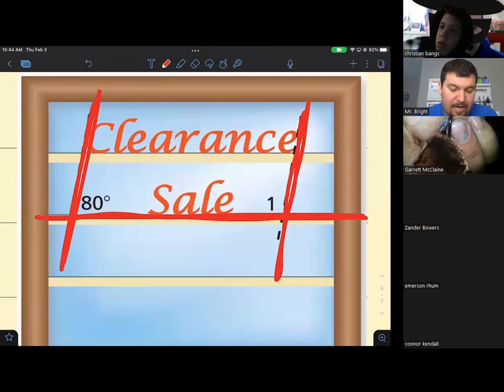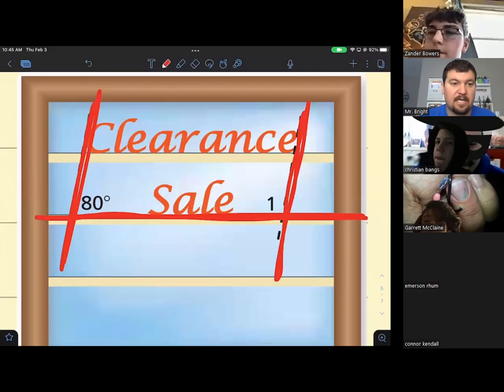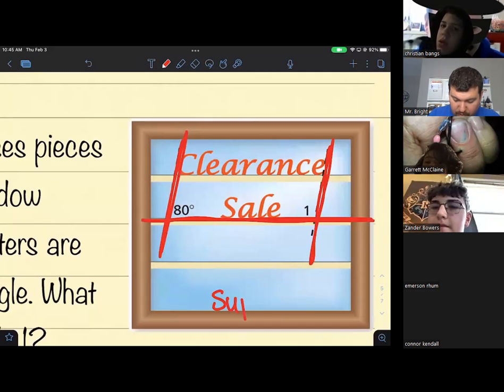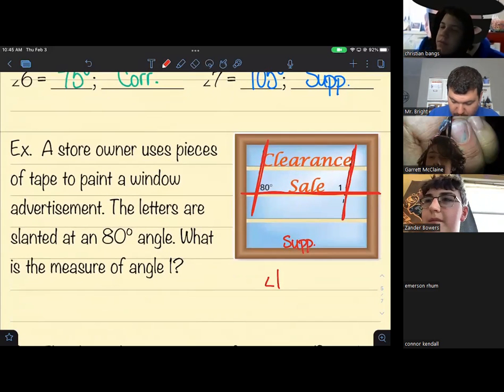Does it look like the 80-degree angle is the same size as angle 1? No, 80 degrees is acute, and this angle 1 is obtuse. So I can rule out vertical, corresponding, alternate interior, and alternate exterior. If they're not one of those 4, what angle relationship am I looking at here then? Xander? Supplementary. So Xander, if I know they add up to 180, what does angle 1 have to be? 100. 100 what? 100 degrees.